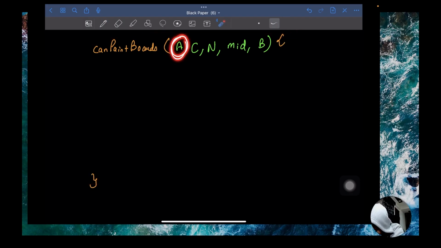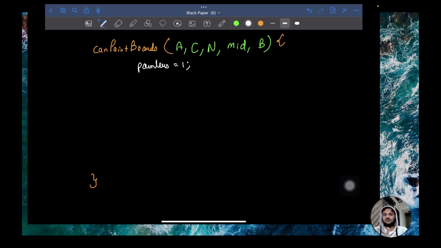See, A is the number of painters, C is the board length array, N is the total number of boards, mid is the maximum time one painter can take, and B is how much time you are going to take for painting per unit of board. Cool. Now can I say at least I will require one painter? So let's not even call it answer. I will say painters is equal to 1.